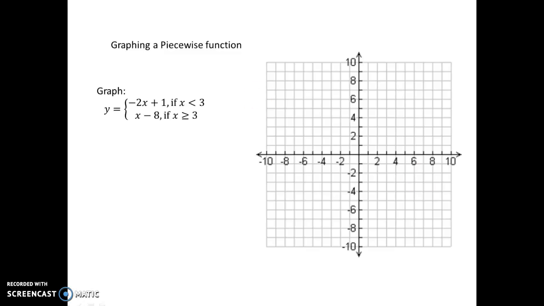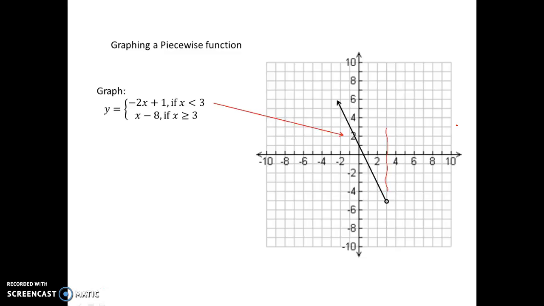So what we're going to do is look at x equals 3. That's this line right here. Okay? And that's going to be our dividing line. So the first equation, y equals -2x plus 1, we're going to graph that one.